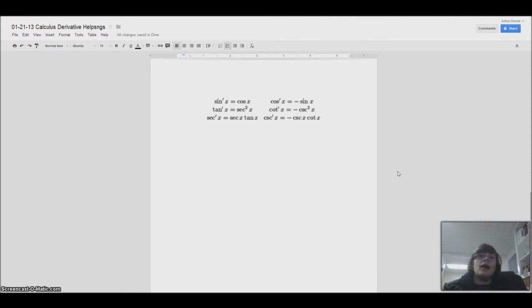The derivative of sine is cosine. The derivative of cosine is negative sine. The derivative of tangent is secant squared. The derivative of cotangent is negative cosecant squared. The derivative of secant is secant x times tangent x. The derivative of cosecant is negative cosecant times cotangent.